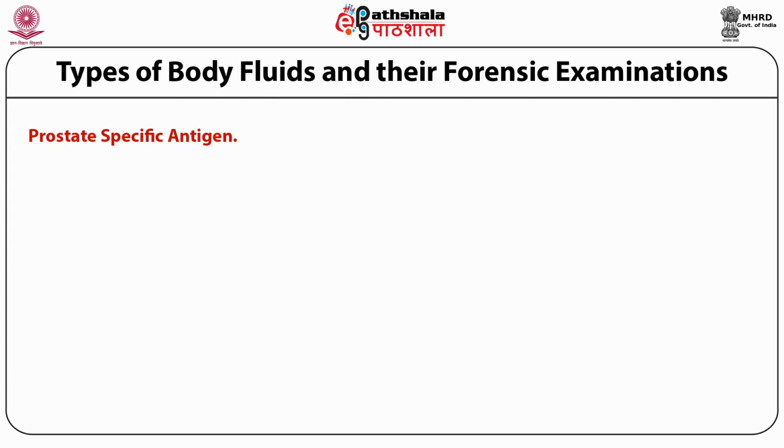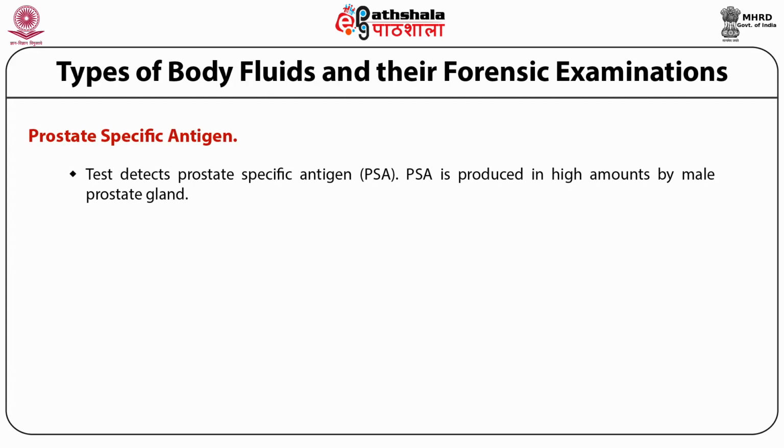The prostate-specific antigen test detects prostate-specific antigen, that is PSA. PSA is produced in high amounts by the male prostate gland. This antigen can also be found in very small amounts in fecal material and sweat. Studies also indicate that PSA can exist in females' urine and breast milk. Caution is urged when interpreting positive PSA results which are not confirmed by the actual presence of sperm.